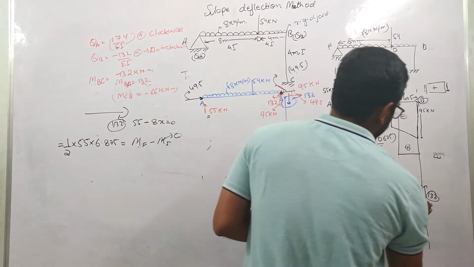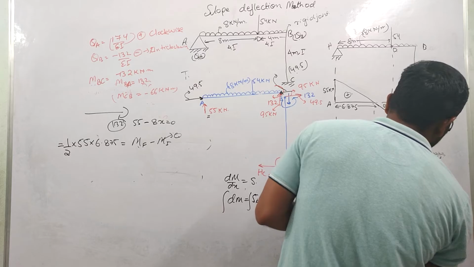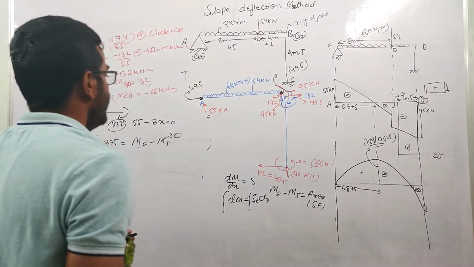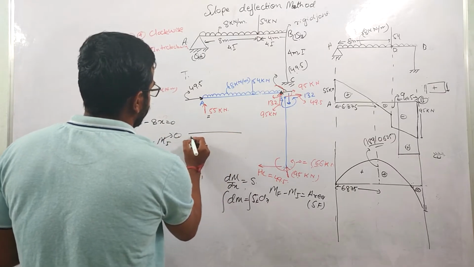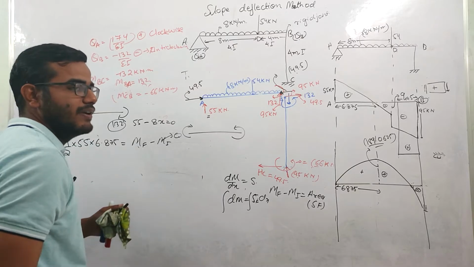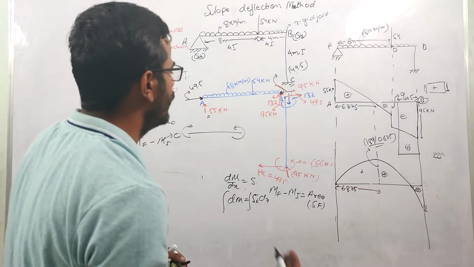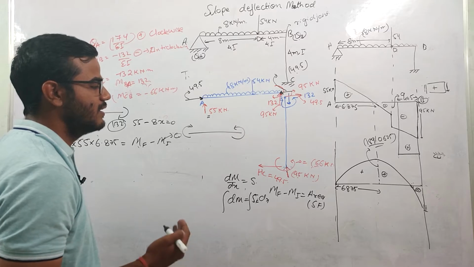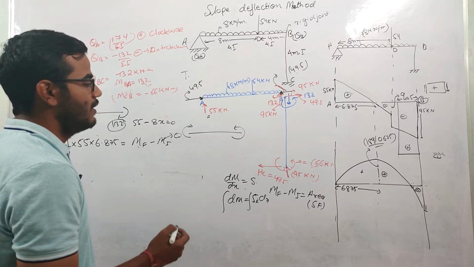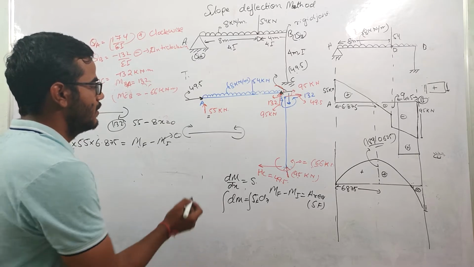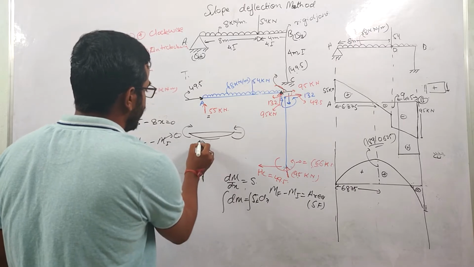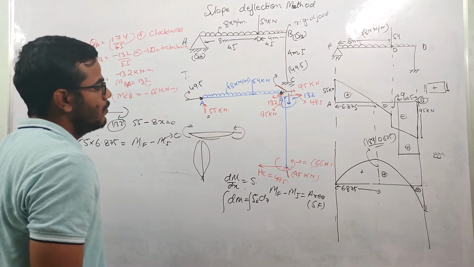Now let us come to the column case, because this is the important part. In case of a beam, we know that sagging is considered positive and hogging is considered negative. But in case of columns, we don't know whether it is hogging or sagging. Hogging and sagging we can define like this for a horizontal member, but for a vertical member we cannot define hogging and sagging, right?